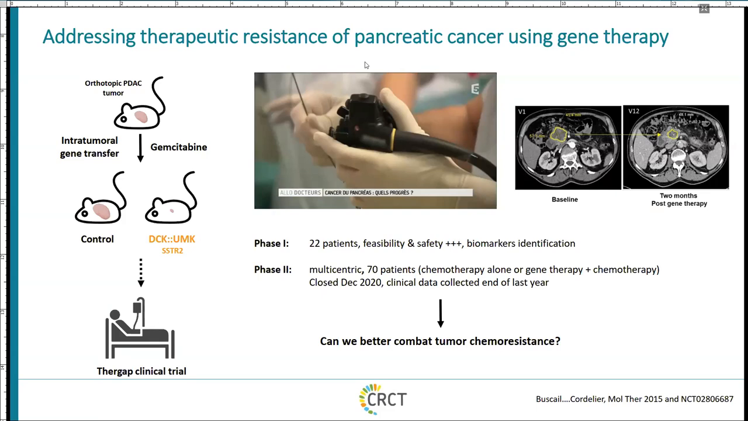That is now in the clinics, but in the lab we are still working on how to improve the efficacy of those treatments. With the strategy I just showed you, we try to improve the activity of gemcitabine. Then we look at the other way around, trying to prevent the chemotherapy from being, let's say, detoxified by the cancer cells. Next slide, please.